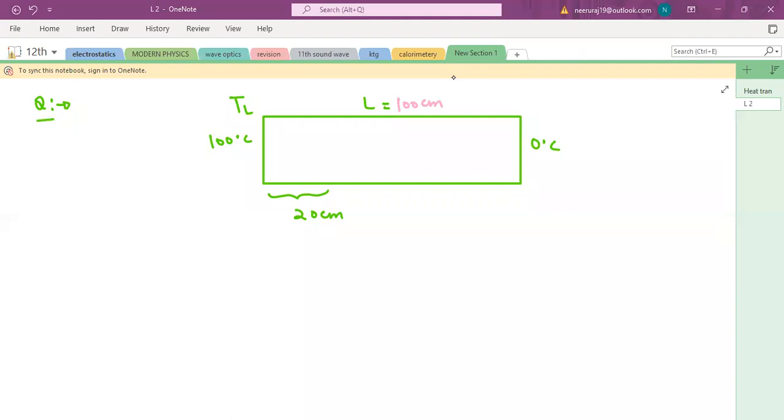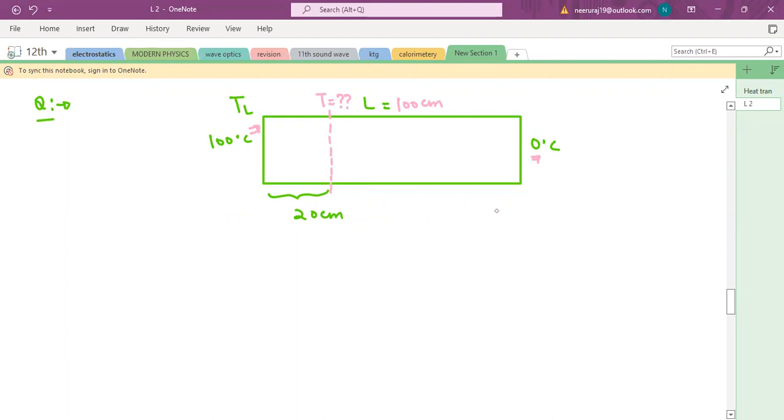So let us solve one problem based on temperature. This is a rod which has a uniform cross section. Its length is given as 100 centimeters. This side temperature is 100 degrees, and this side temperature is 20 degrees. Now they're asking us to find out the temperature at this point. How much is the temperature at this point? This point is 20 centimeters away.